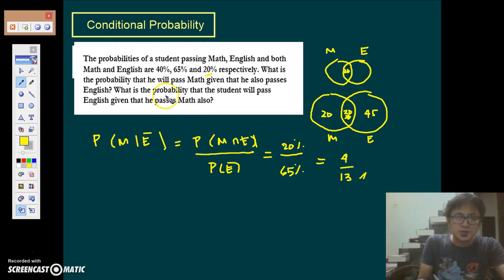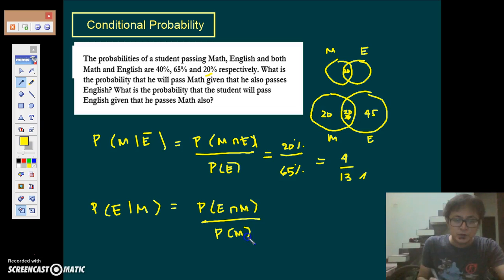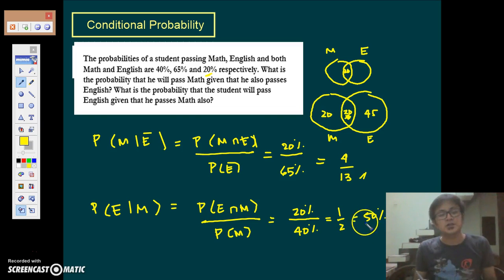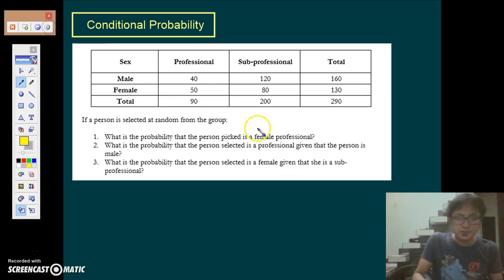Next, what's the probability that the student will pass English given that he passes math also? This time, it's the reverse: English given math. Following the formula again, English intersection math over the probability of math. English intersection math is still 20%, and the probability of math is 40%. So basically this is 1/2, and it's easy to convert to a decimal value, 50%. So that's it. Let's have another last example.